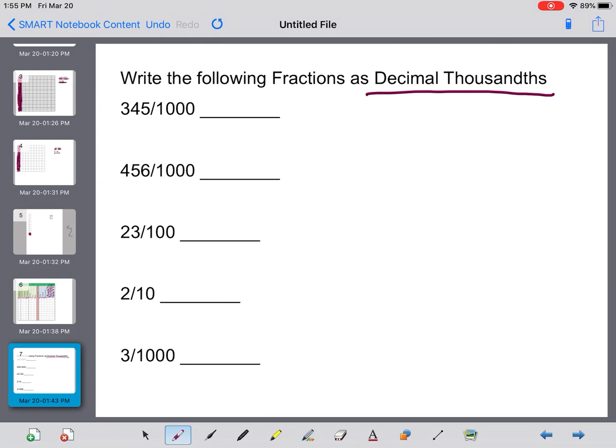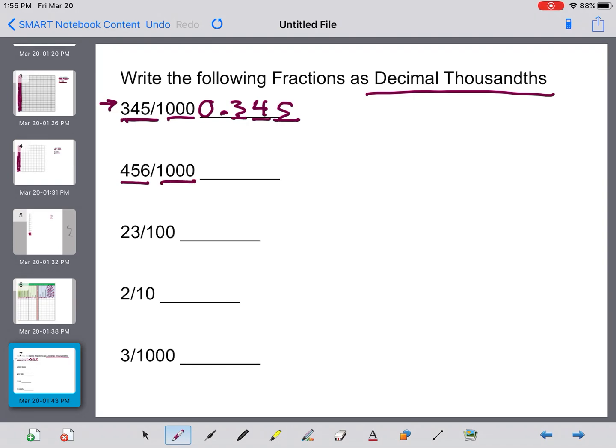So for the first one right here, 345 over 1,000, we know that we need to have 3 place values after our decimal. So I'm going to put a little decimal right there with a 0 in front of it. And because I sometimes get confused, I'm going to put 3 lines there because that will help me remember I need to have 3 numbers written there. Fortunately, I have 3 numbers right here, so I know I just fill in 345. So it becomes 0.345.